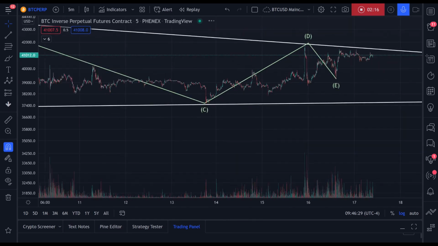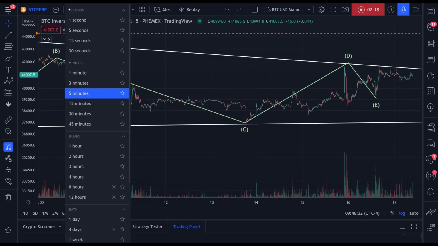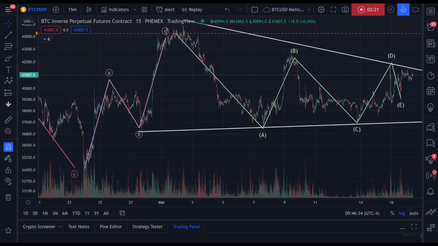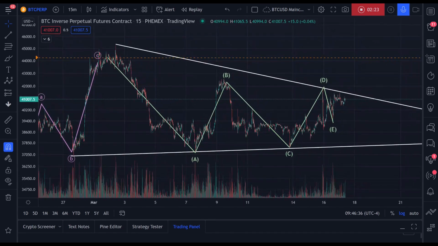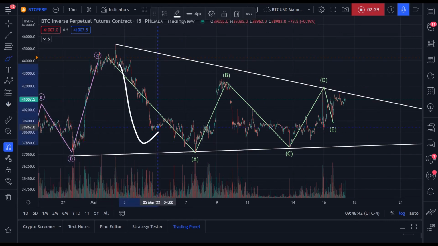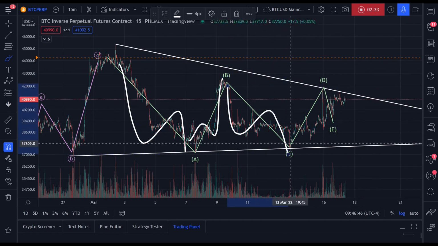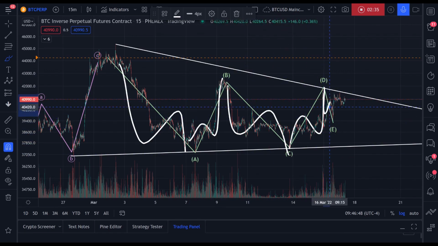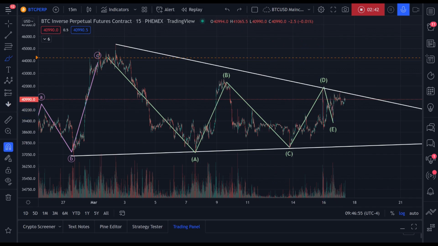So on the 5-minute chart, very small time frame. Once again, these triangles are comprised of 5 waves, 5 sets of 3 waves each, okay? So you see 3 waves, 1, 2, 3 in A, 3 waves in B, 3 waves in C, 3 waves in D, and we had 3 waves in E. This triangle is complete, right? So now let's zoom in on the pivot.